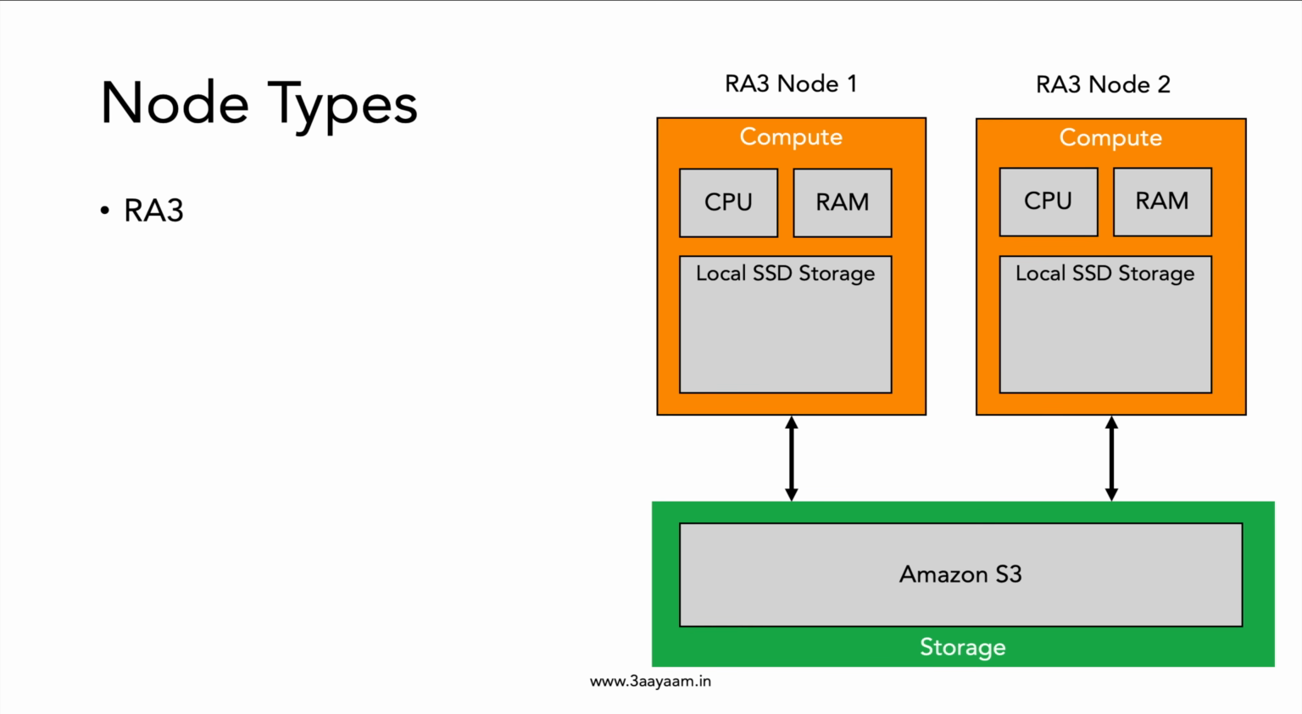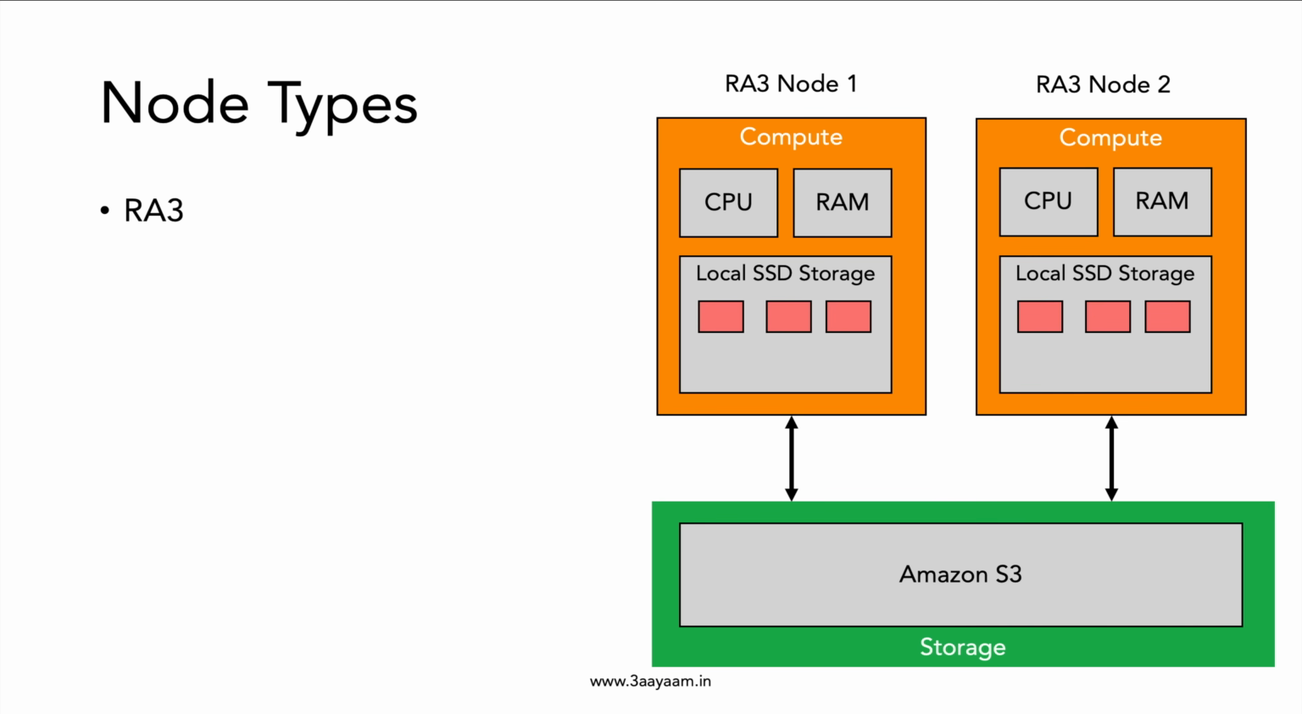Now the question is, Amazon S3 is an object store. Does it mean that the data stored in S3 would be stored as an object store when it is used with RA3 nodes in Redshift? The answer is no. It is stored as block storage. Each block is approximately 1 MB in size, and the data is actually stored in these blocks.